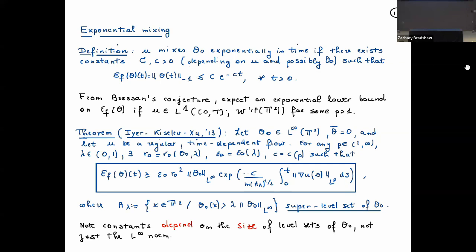If you think of Bressan's conjecture, you do expect an exponential lower bound if u is L1 in time with values in W^{1,p}, at least for p greater than 1. The example that I will present has u uniformly in time with values in W^{1,∞}. In fact, under that constraint, you can actually prove a lower bound on the mixing scale, which is exponential. This was proved by Gautam, Sasha Kiselev, and Shu in 2013.